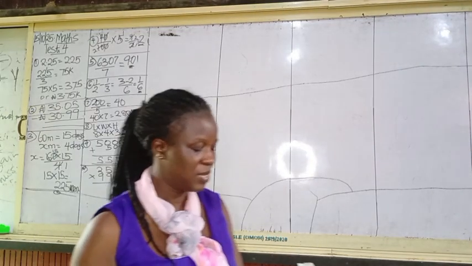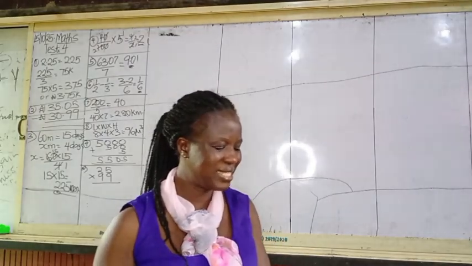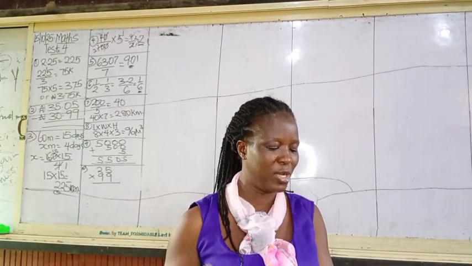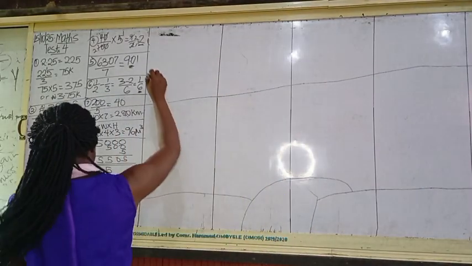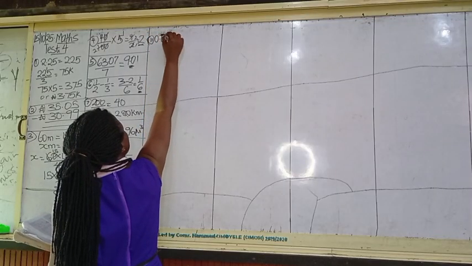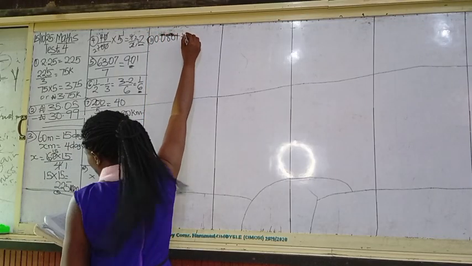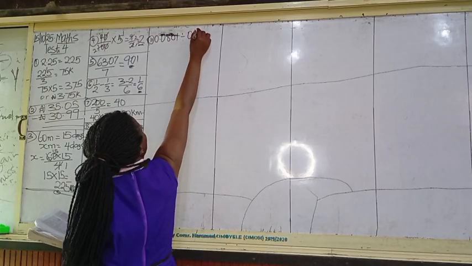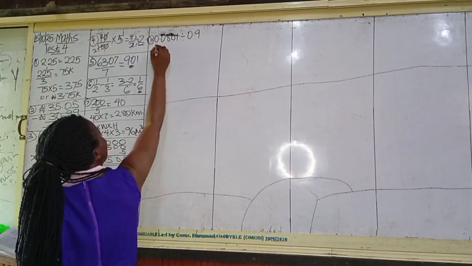And 11 says 0.0801 divided by 0.9. So let's read the question. Number 11 is 0.0801 divided by 0.9. So let's deal with this one first.